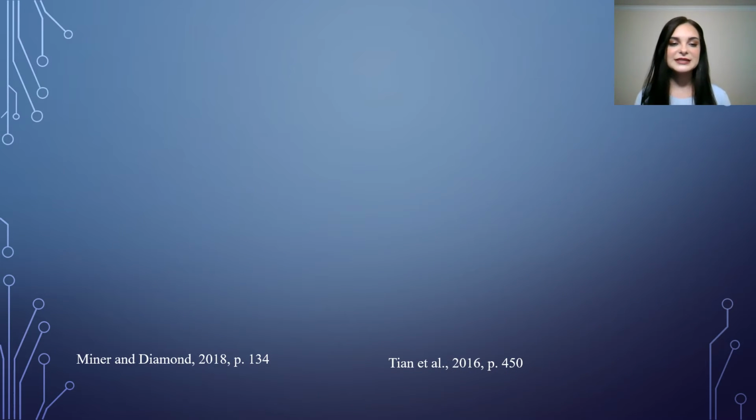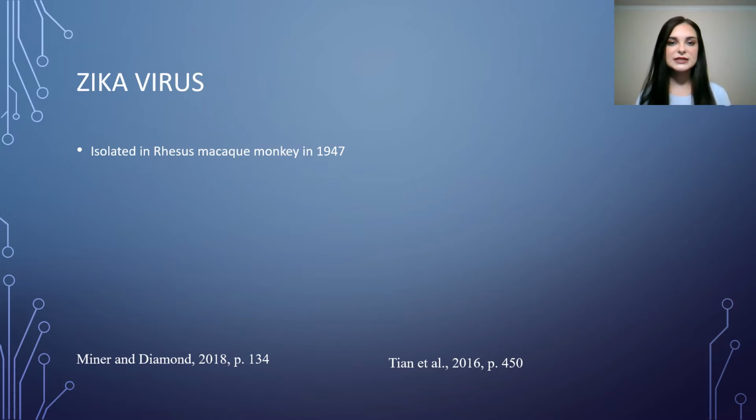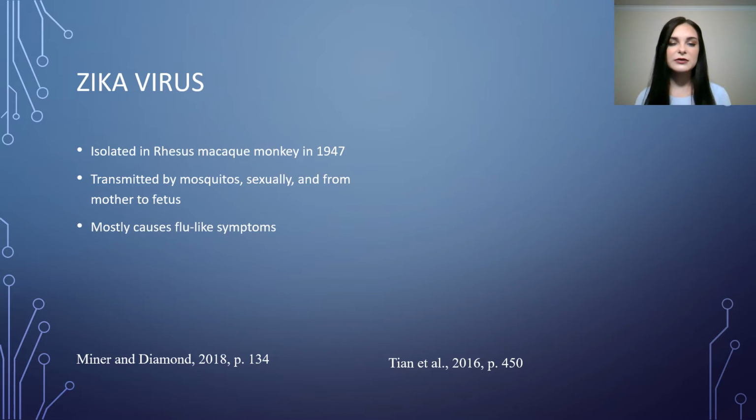Some background on the Zika virus. It was first isolated in a rhesus macaque monkey in 1947 in the Zika Valley of Uganda. It is primarily transmitted by mosquitoes, though it can also be transmitted sexually and from mother to fetus. It mostly causes mild flu-like symptoms. However, in severe cases, it can cause Guillain-Barré syndrome or congenital microcephaly.